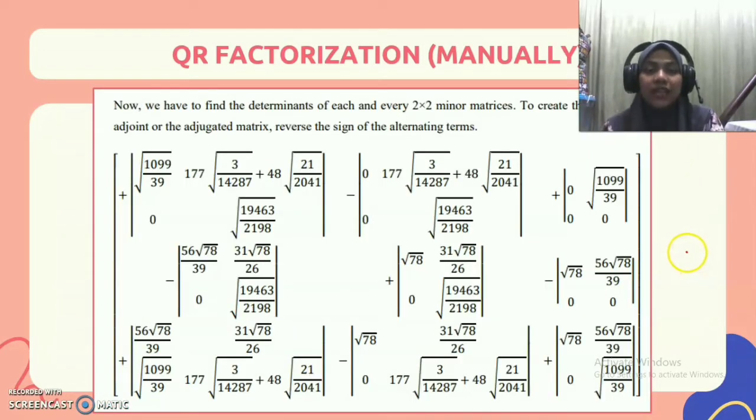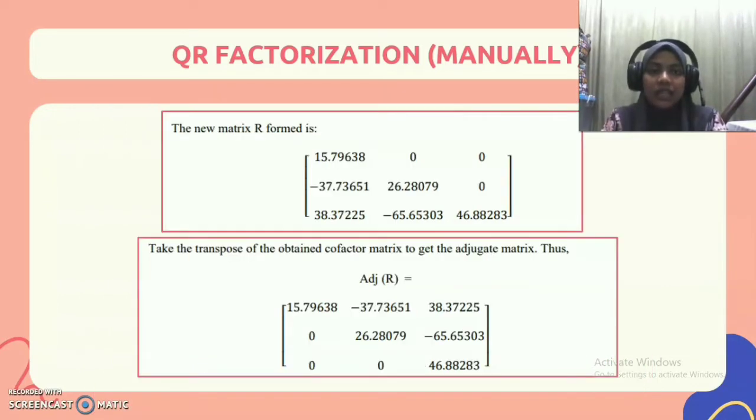Now we have to find the determinants of each and every 2 by 2 minor matrices. So to create the adjoint or the adjugated matrix, reverse the sign of the alternating terms. So we have the positive, negative, positive, negative, positive, negative, and a positive, negative, positive. So just calculate it by calculator, and we will get a new matrix R form. This is the new matrix R.